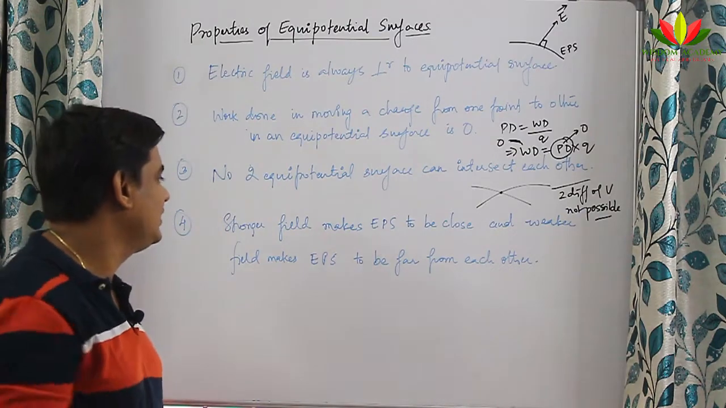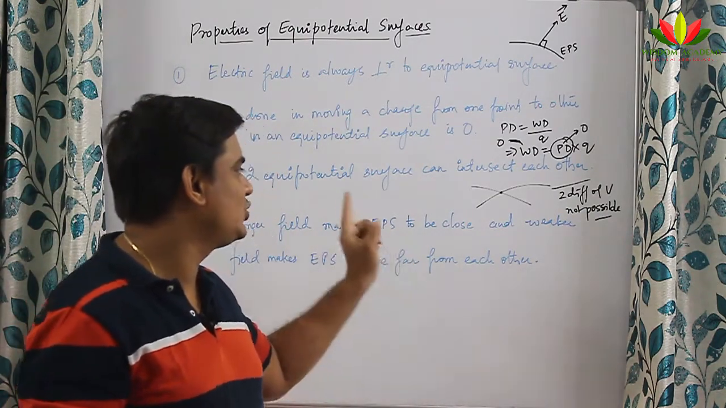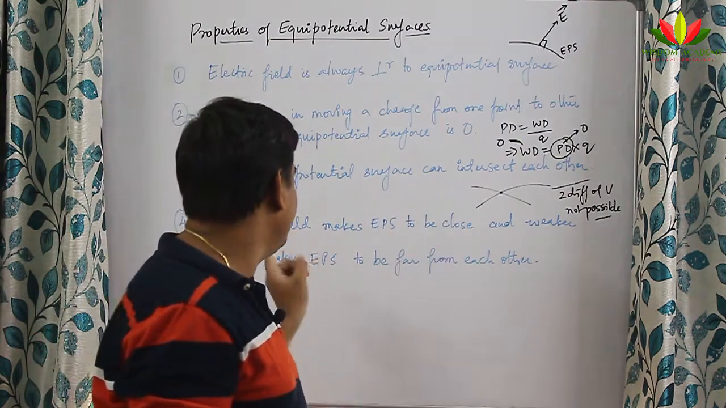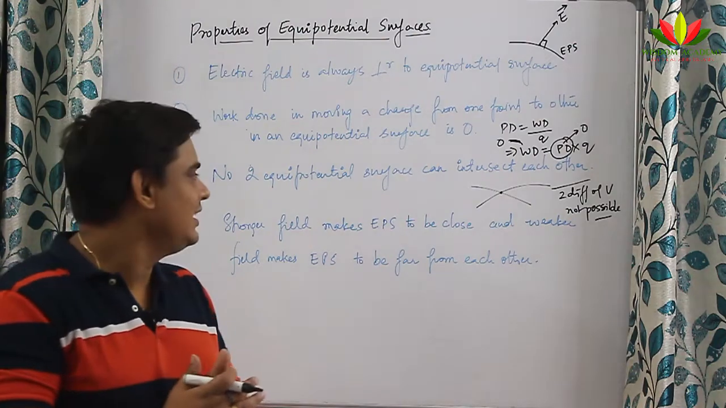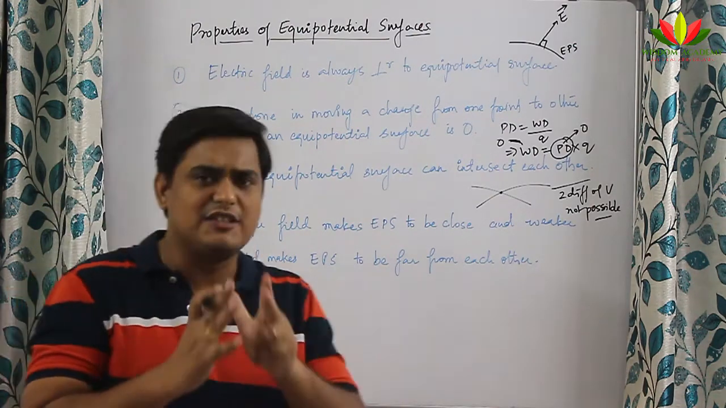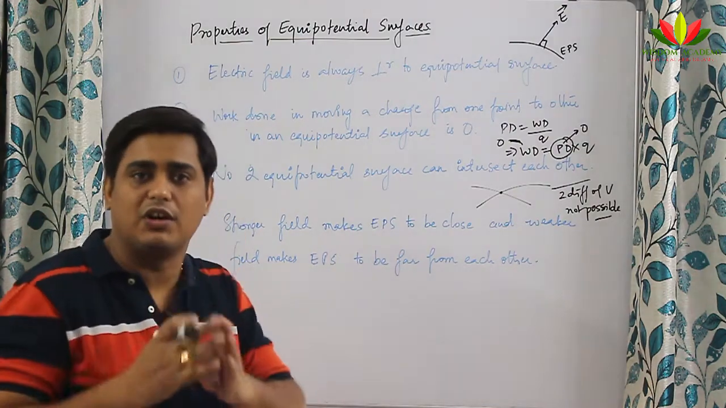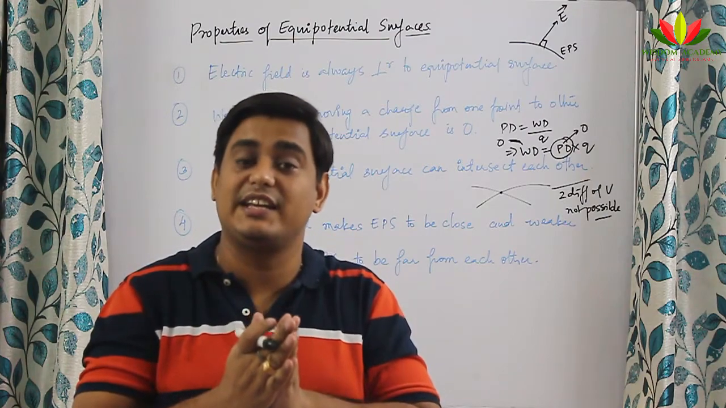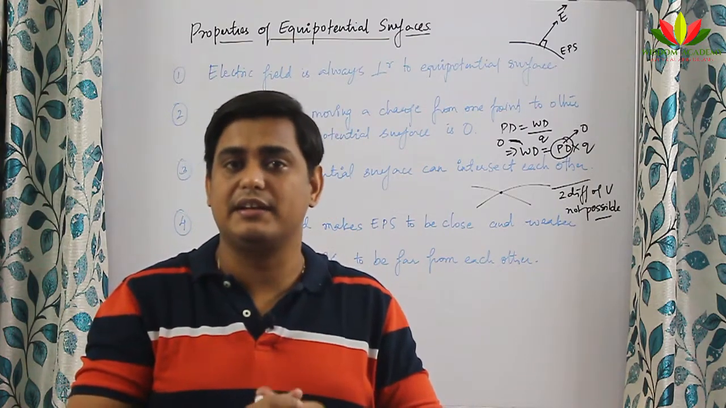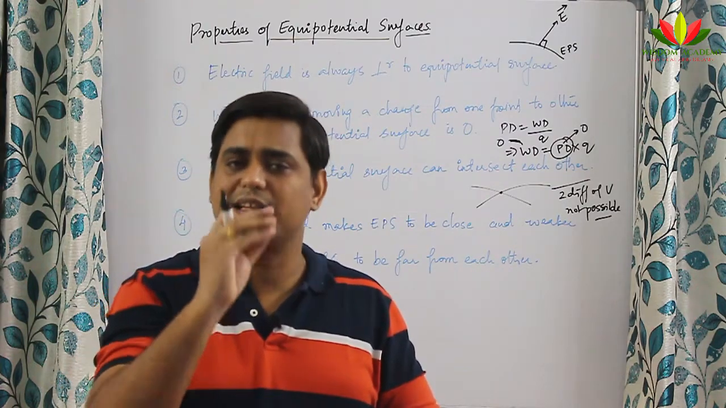And the fourth point is stronger field makes equipotential surfaces close and weaker field makes them far. That means to say that if the electric field is very strong, at that point the surfaces will be very close to each other, or vice versa. If you see there, equipotential surfaces are very close to each other, you can say it is the area of higher electric field, and where the surfaces are far from each other, that will be the area of lesser electric field.